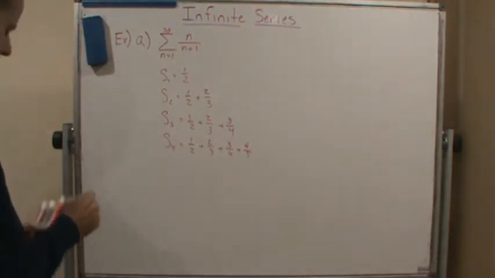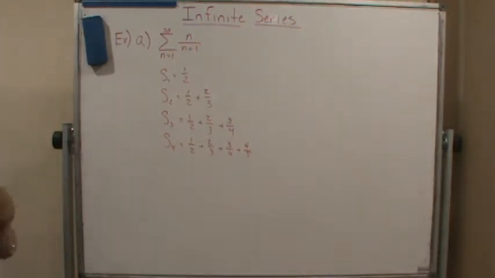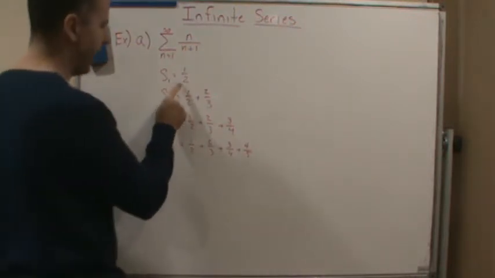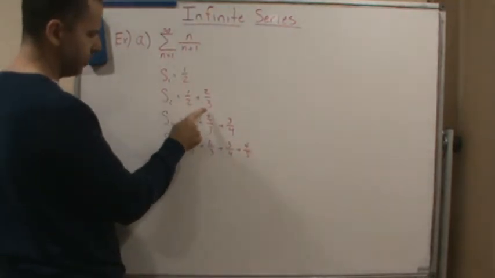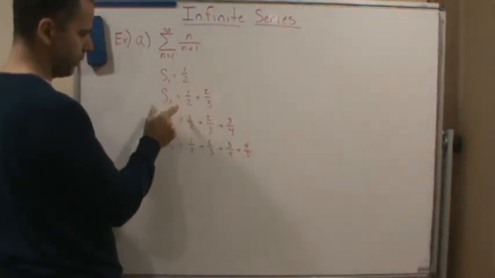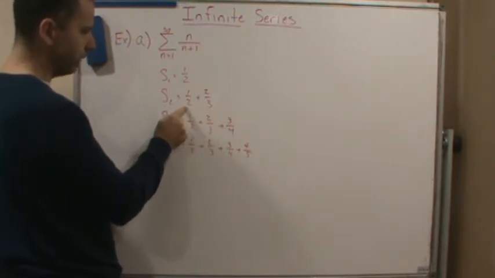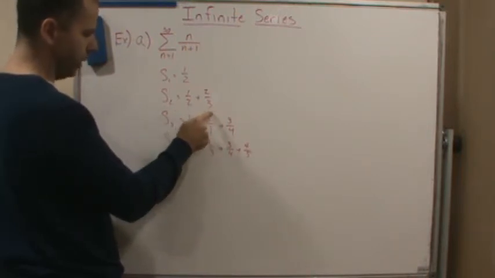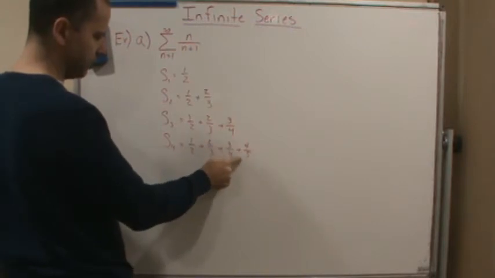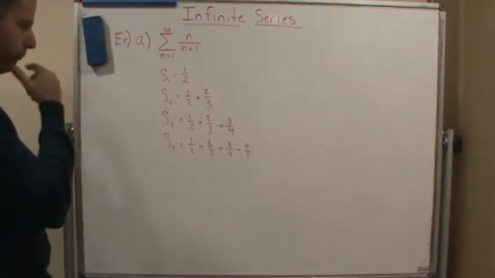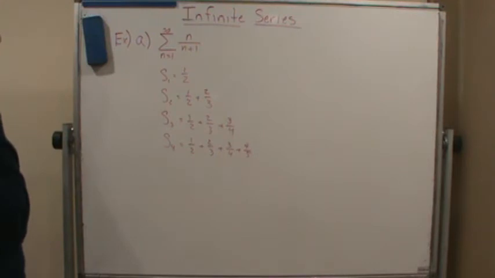Okay, and so notice something here, that each one, so you start with 1/2, and notice that for each partial sum, you're adding something that's larger than 1/2, and it's getting closer to 1, right? So you're adding something that's getting closer and closer to 1. Okay?